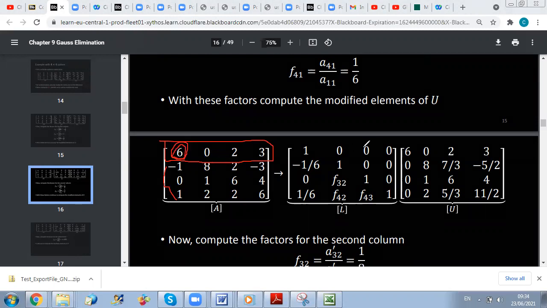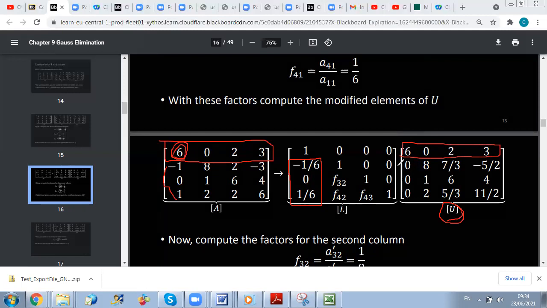F21 is minus 1 over 6. F31 is 0, and F41 is 1 over 6. Okay, so now I completed my first column of L. Okay, and I want to complete now, I want to find the resulting transformation in U. Okay, so now what will be my U matrix? This is fixed. This is a pivot equation. The coefficients will remain as they are.